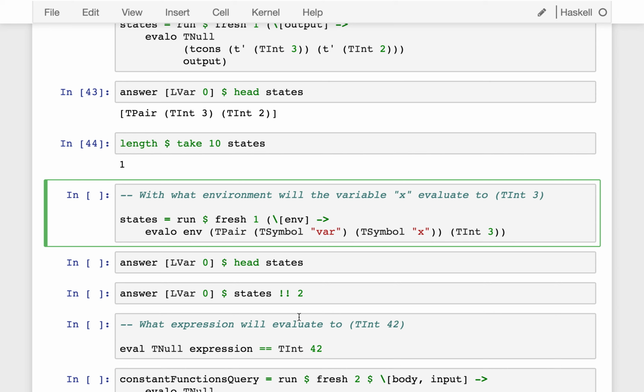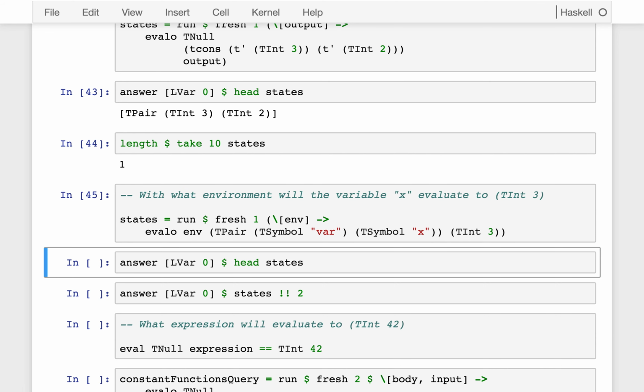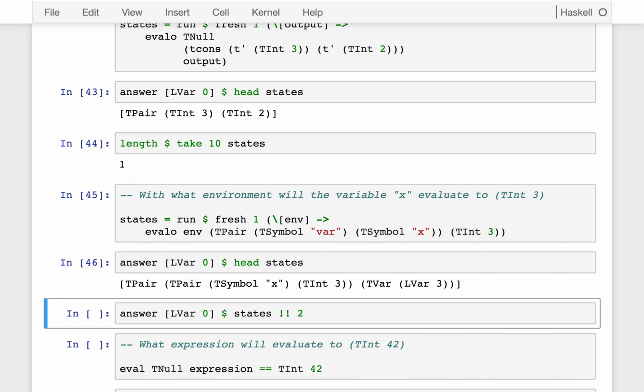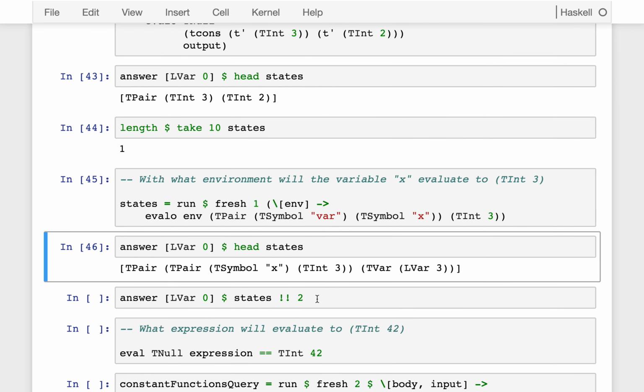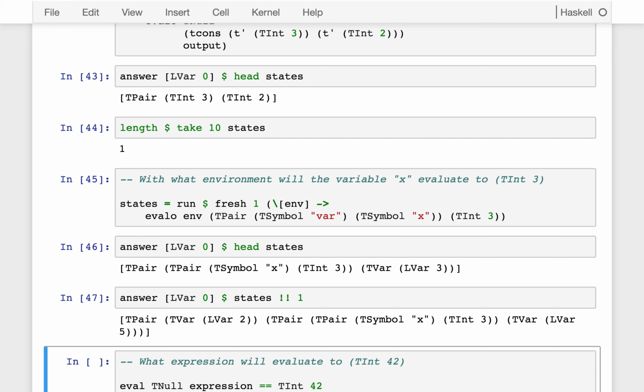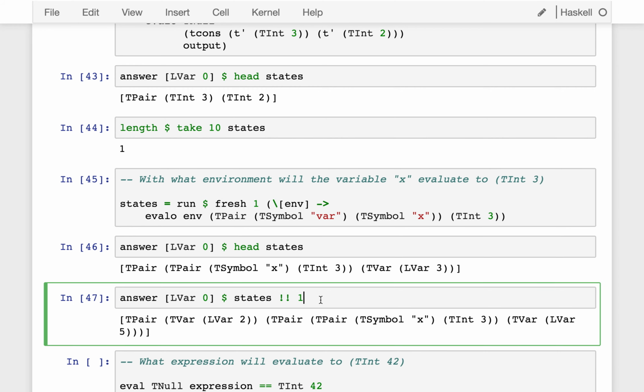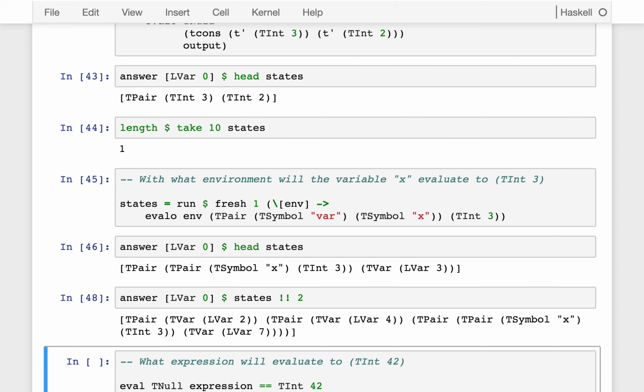With what environment will the variable x evaluate to the integer 3? So let's look at this, and here's one answer, one possible environment. We have x bound to integer 3 here in this environment. And by the way, there's an infinite number of answers here since we're using an association list to represent environments. So the environment binding of x to 3 could be in the first position, it could be in the second position of the association list, third position of the association list, etc.